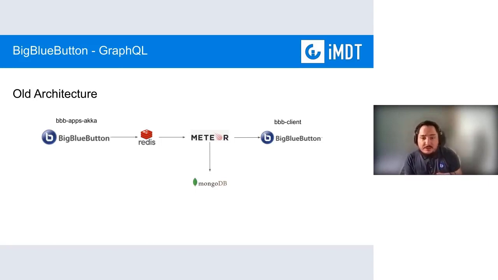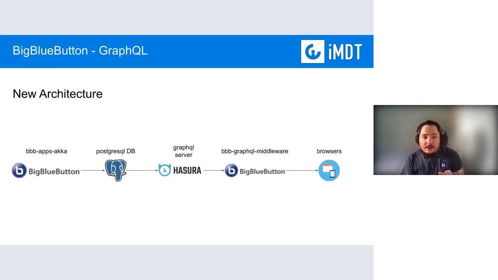With the new architecture, Akka will directly register the state of the meeting in Postgres in a way that's accessible for Hasura and the BBB client to consume the information. And we have also implemented middleware. The middleware in that case is just a tool we have made to control the connections between the client and the server. It's more for security reasons.